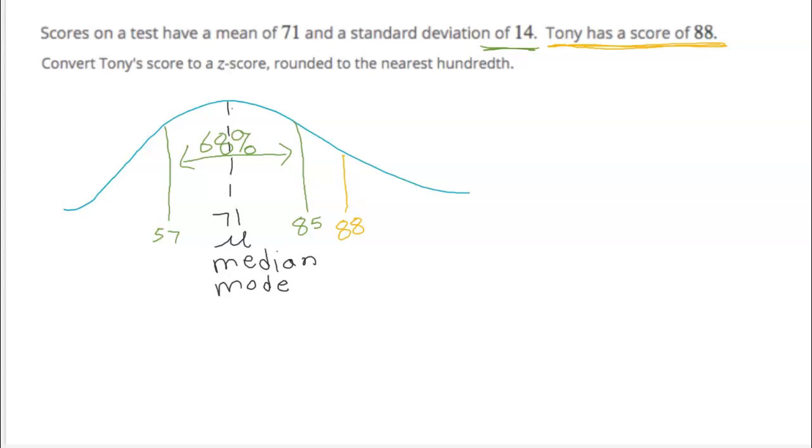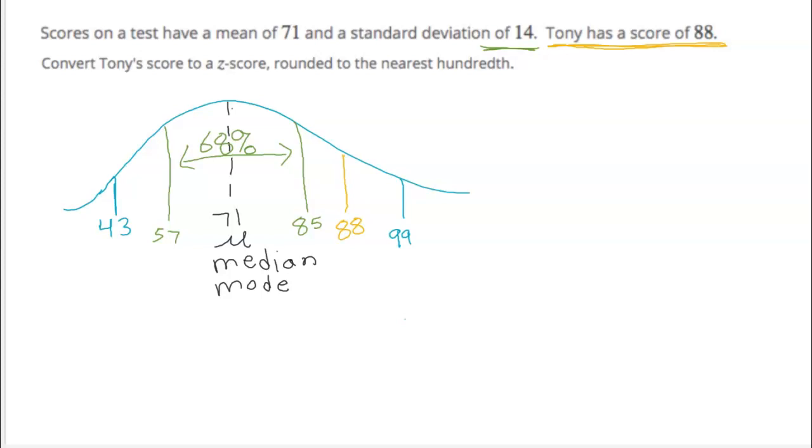Okay, so we need to figure out where that is. We know that 68% are between the 57 and the 85. And then the next values we know, the 43 and the 99. Now, it's asking us to convert Tony's score to a z-score. Hannah, do you remember, or did you read, or a lot of people don't remember this? What is a z-score? I honestly don't remember. Okay. There's a lot of things you do remember. So let's talk about the things you do remember.